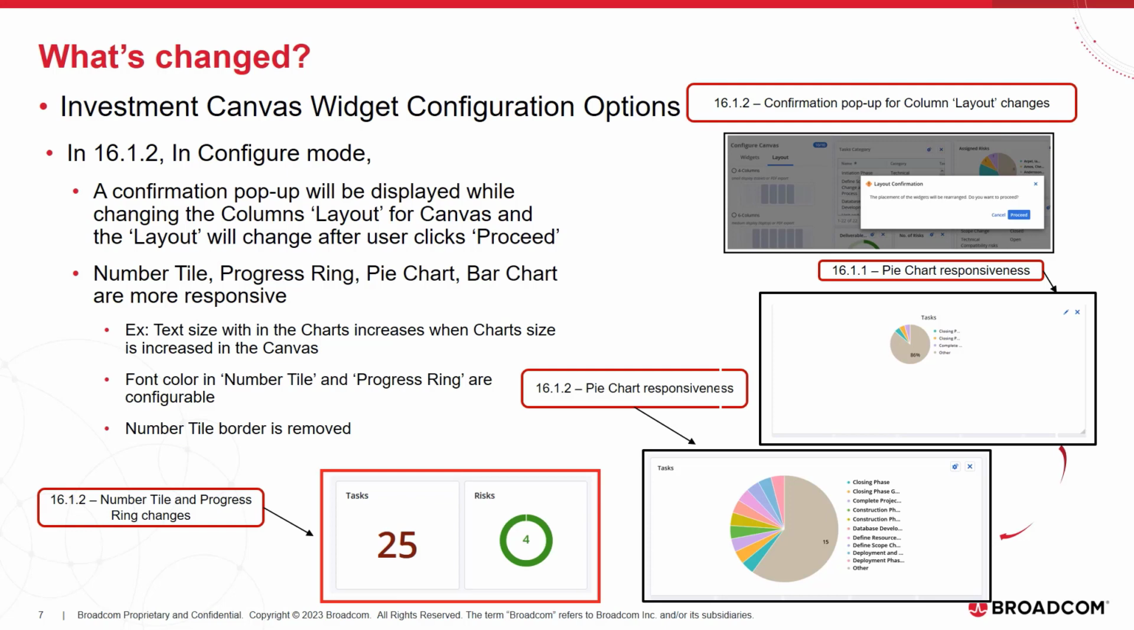Number tile, progress ring, pie chart, bar chart are more responsive. Example, text size within the charts increases when chart size is increased in the canvas. Also, font color for number tile and progress ring are configurable. Number tile border is removed.